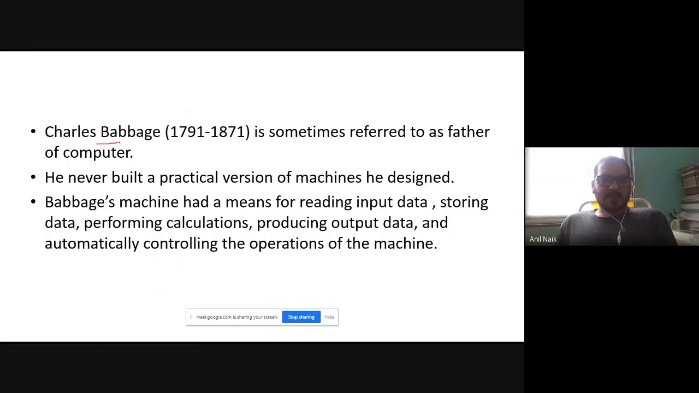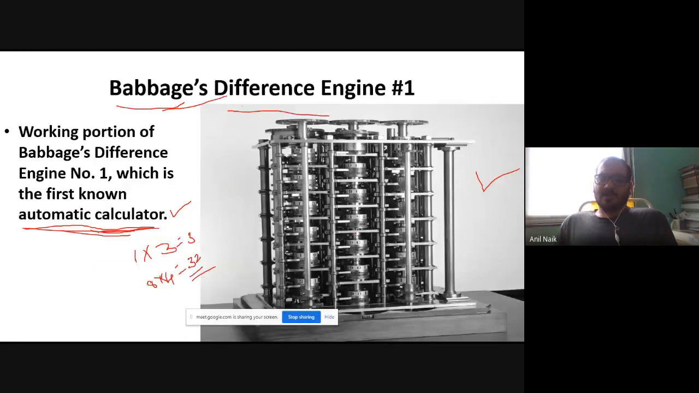So Charles Babbage is sometimes referred to as the father of the computer. He never built a practical version of the machines he designed, but Babbage's machine had means for reading the input data, storing the data, performing the calculations, producing the output data, and automatically controlling the operations of the machine. So this is the Babbage machine, based on the concept of taking input.